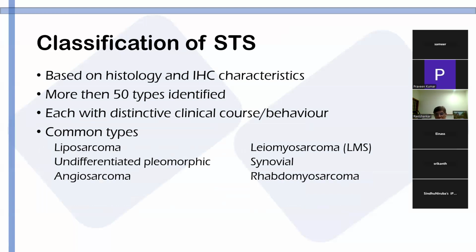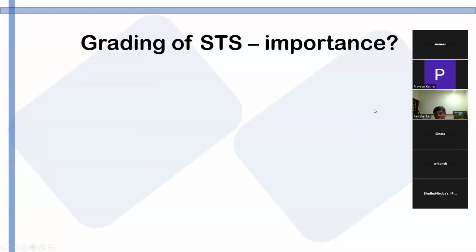As we said, more than 50 types identified. Please remember that all of them have distinct clinical course in behavior. So you can't possibly remember all that. And so if you get a biopsy and get a tissue type, you have to go back to the books to know what its biological behavior is. And as I said, these are the common types, and I'm not going to repeat it. It's nearly the same as what we had listed earlier. Grading is what we mentioned. Why is it important? Grading.